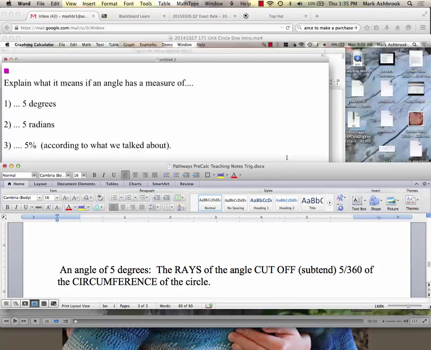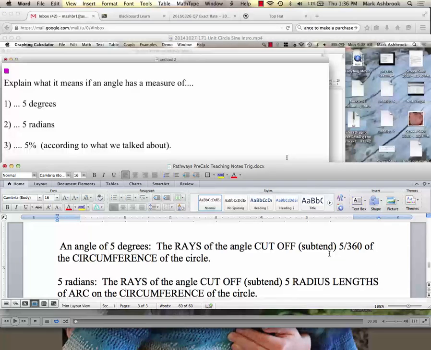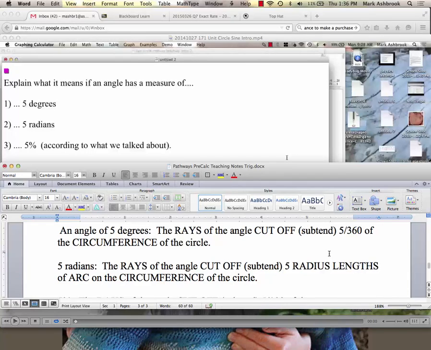So 5 radians, everything will be the same except what? So the rays still cut off, but now they cut off what? 5 radius lengths of arc length along the circumference. The rays of the angle cut off 5 radius lengths of arc on the circumference. So 1 point for rays, 2 points for cut off, 1 point for 5 radius lengths, and then 1 point for circumference.